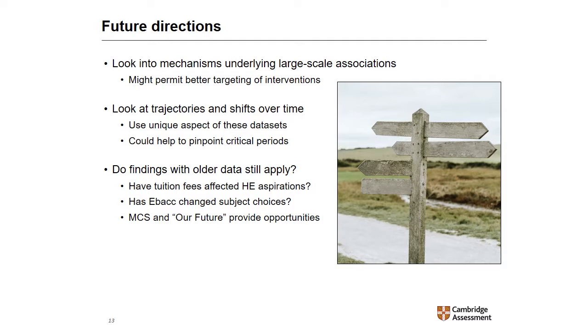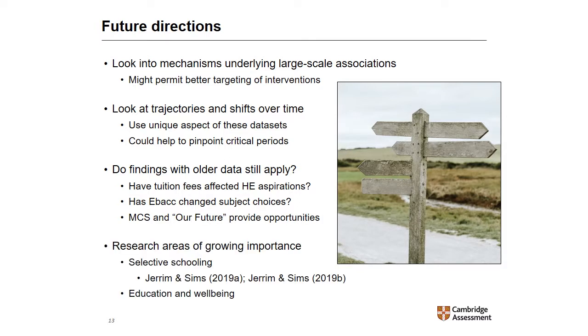Another area to think about is whether findings with older data still apply. So as mentioned, the pace of change in education is very rapid, but we can look back at some of the older findings and say, well, is that still the case? So have tuition fees affected people's aspirations to attend university? Has EBacc changed the way people make their subject choices? And there are opportunities to revisit these questions. So the Millennium Cohort Study is ongoing, and there's a follow-up survey to Next Steps, which is called Our Future. So there are still data sets being collected, being produced, that would allow older questions to be revisited.